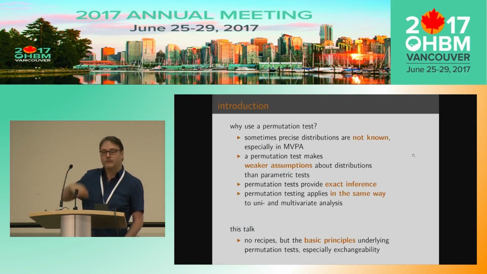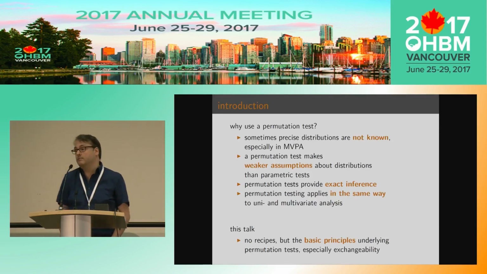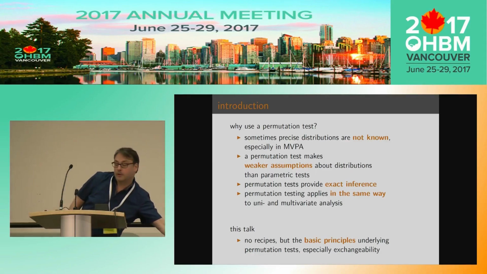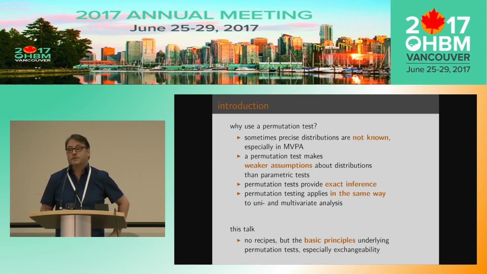So, why use a permutation test? Most importantly, because sometimes precise distributions are not known. This is especially the case in MVPA. That applies on different levels. Sometimes we don't want to make strong assumptions about the distribution of the data. A standard assumption would be something like normally distributed, the GLM assumptions. The other thing is, even if we were ready to make distributional assumptions regarding the data, that doesn't mean that we can compute the distribution of test statistics, especially in MVPA, something like the distribution of cross-validated classification accuracies.